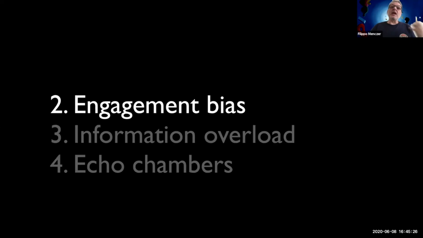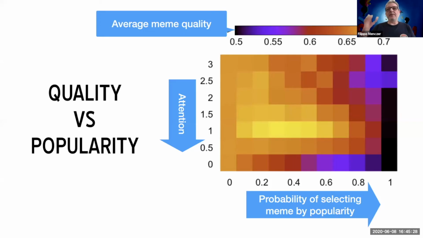Okay, number two, engagement bias. We often hear discussions about the fact that platforms use popularity as a proxy for quality, right? If a lot of people are sharing something, there must be something good, so they might give it higher priority in the ranking feed. So we built a model to look at what would be the effect of this in a system with some distribution of quality.